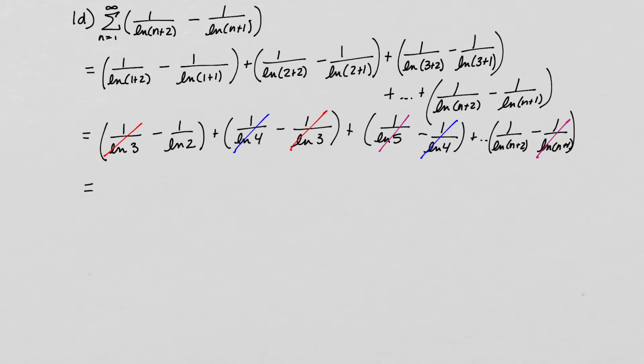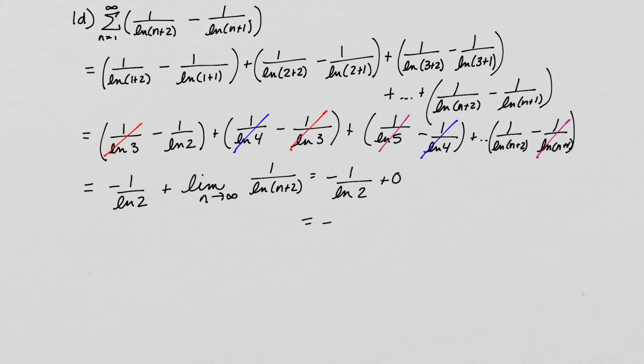So in the end, we're left with minus 1 over the natural log of 2 plus, we need to take that limit as n approaches infinity of this n part, which is 1 over the natural log of n plus 2. And the natural log of n plus 2 would go to infinity, but 1 divided by infinity is 0. So this is going to go to negative 1 over the natural log of 2 plus 0, so minus 1 over the natural log of 2. So that's how I got that one.